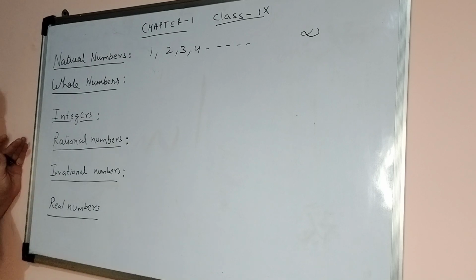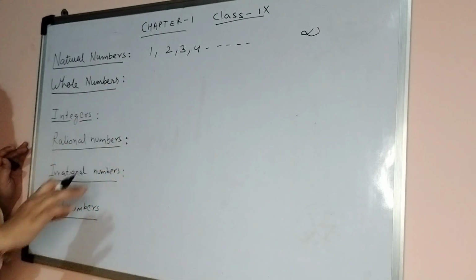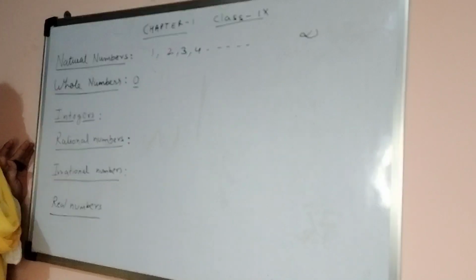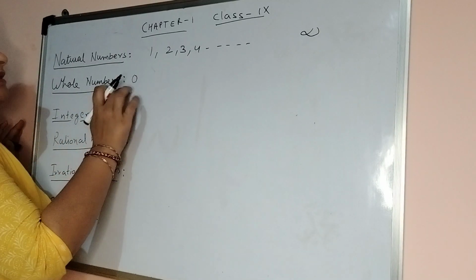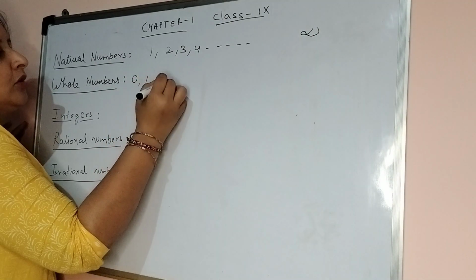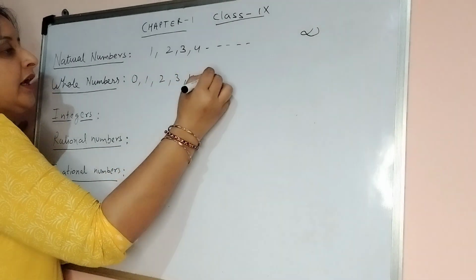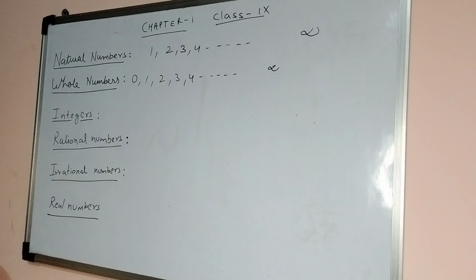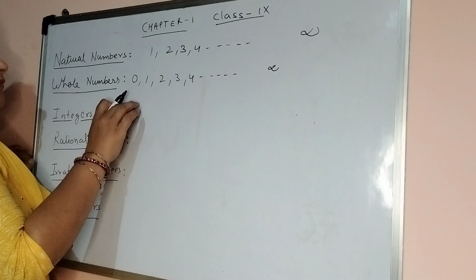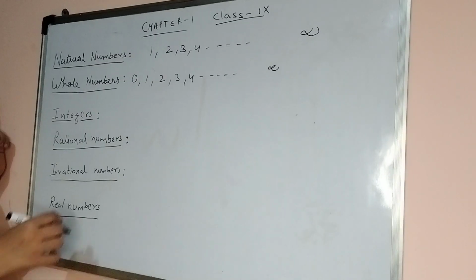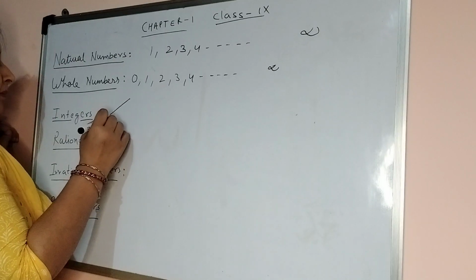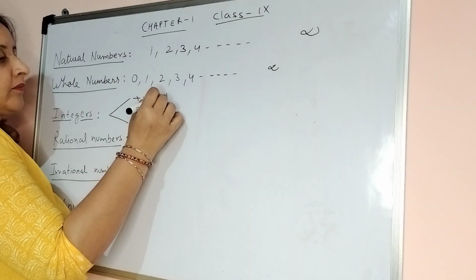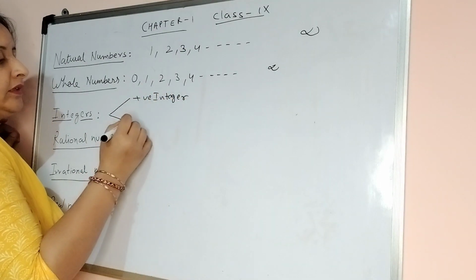If we talk about whole numbers, they are basically natural numbers with 0 added to them, that is 0, 1, 2, 3, 4 and so on till infinity. So these numbers are called whole numbers. If we talk about integers, they are of two types. These are positive integers and negative integers.